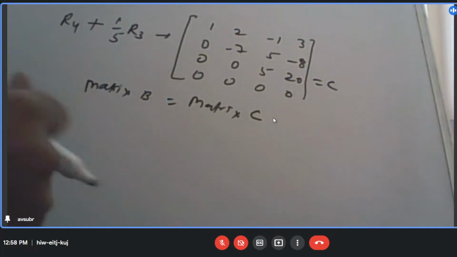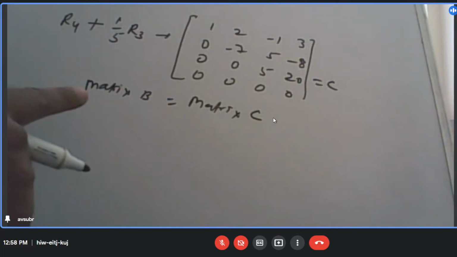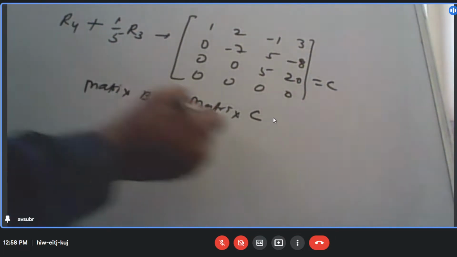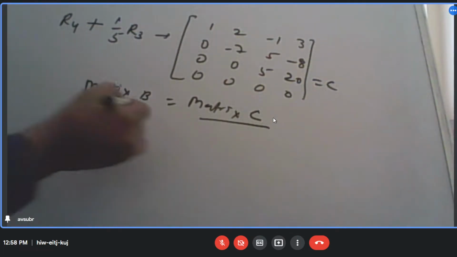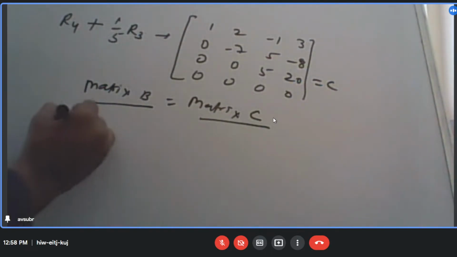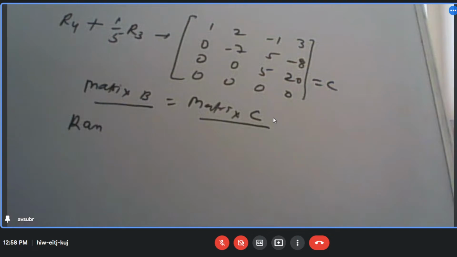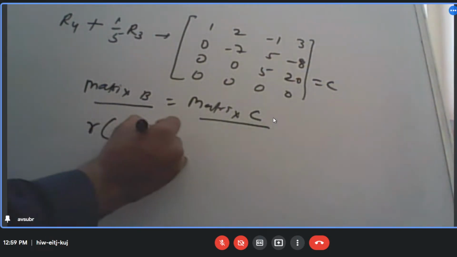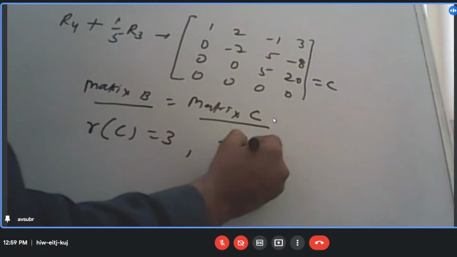Now, if they are equivalent matrices, then from that theorem I say that whatever will be the rank of this shall be the rank of this. Is it or not? Yes, sir. And what is the rank of C? 3, sir. 3. I'll write it down. Rank of C is 3. So it means rank of B is also 3.